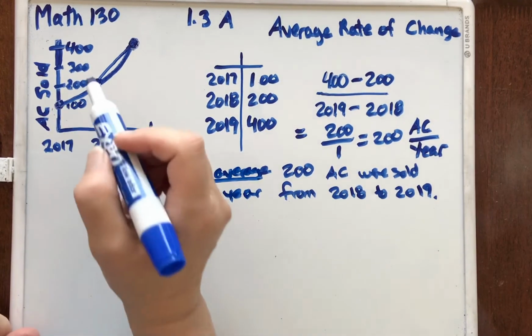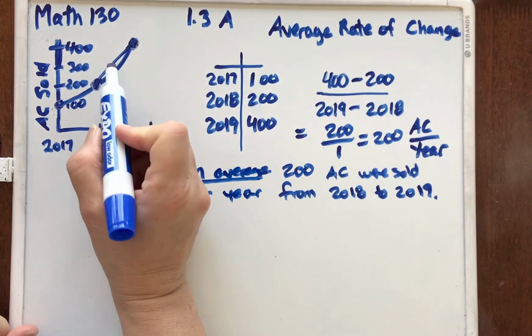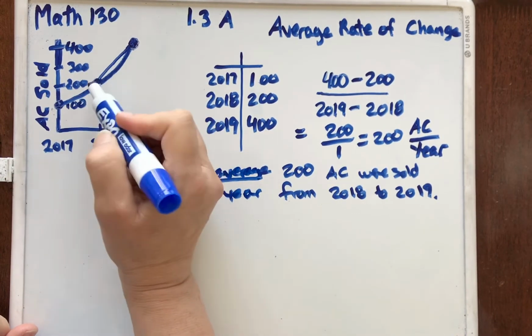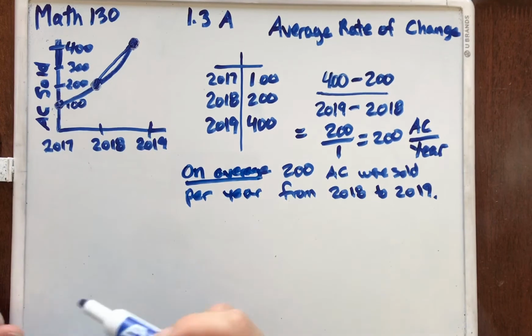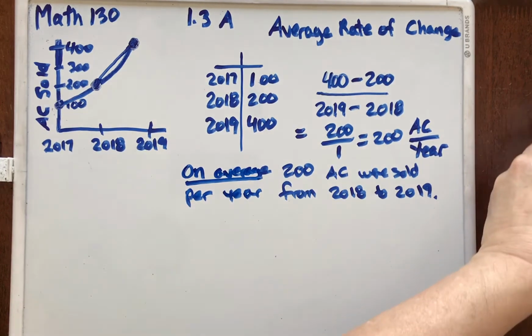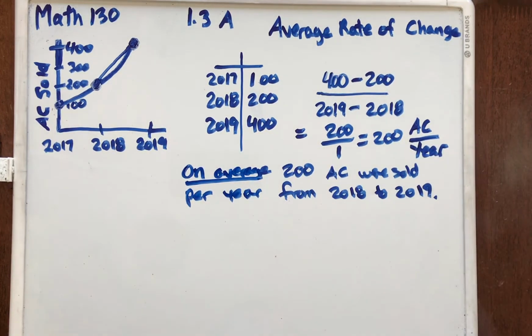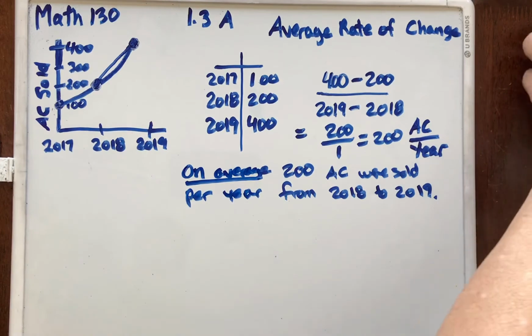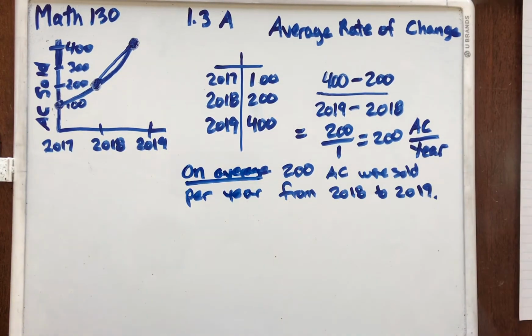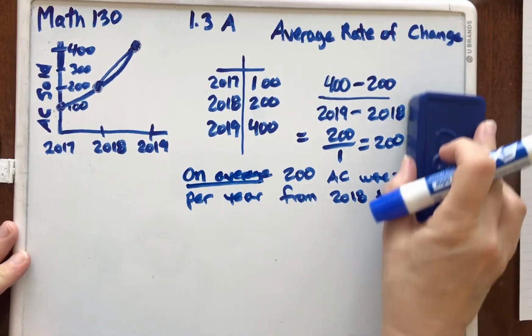All right, because as you can see, we're not on this line. This is the truth, this curved line. All we can say is on average, 200 air conditioners were sold per year. Okay, so let's keep going. You saw in the video about a difference quotient. I'm going to show you how we get there, okay?